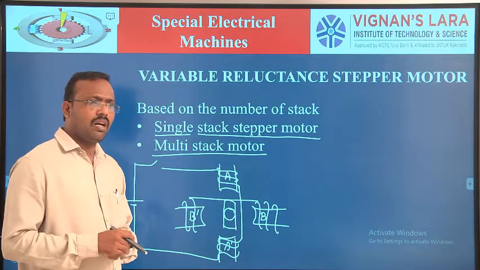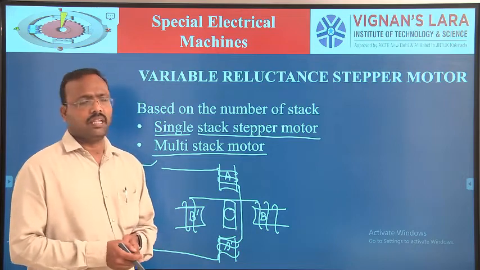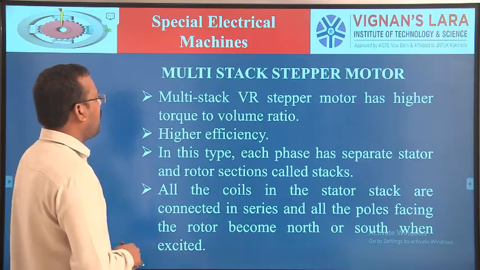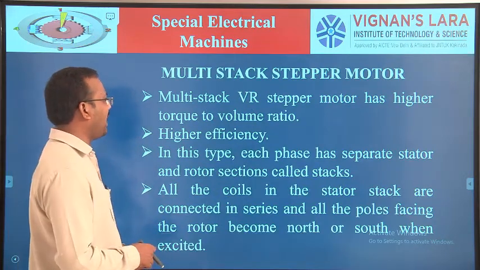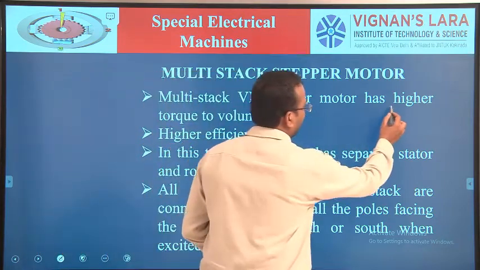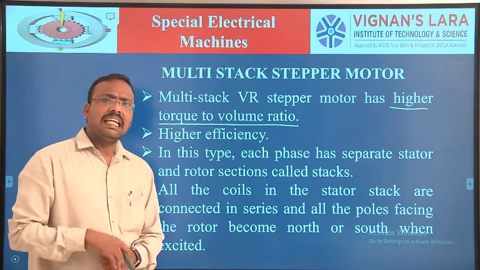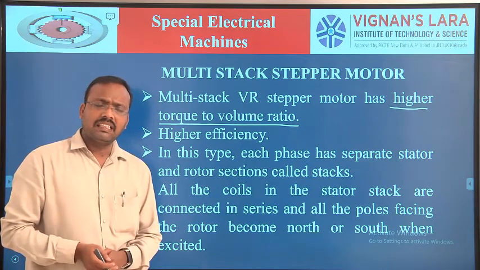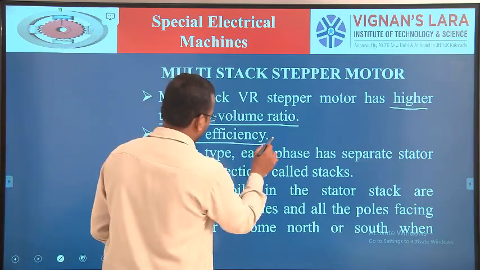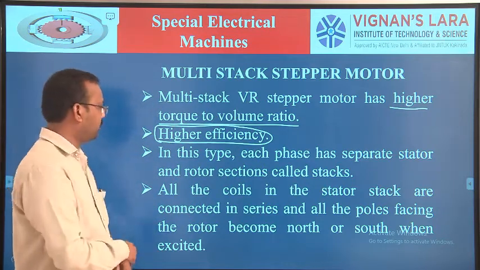In a multi-stack stepper motor, each phase has a separate stack with a separate rotor construction. That is called the multi-stack stepper motor. The multi-stack variable reactance stepper motor has a higher torque to volume ratio, which is very important. Compared to the single stack variable reactance stepper motor, the multi-stack stepper motor also offers higher efficiency. This is another important advantage.